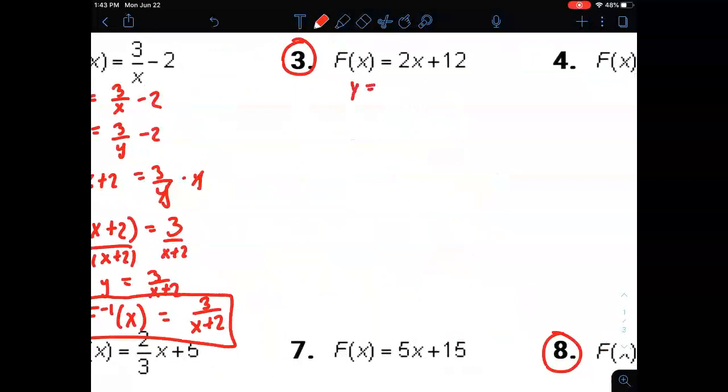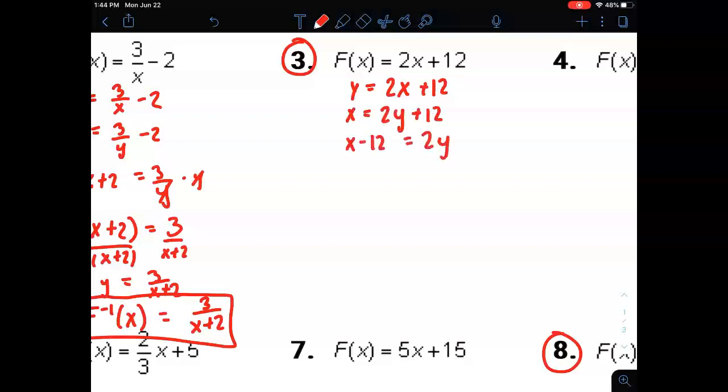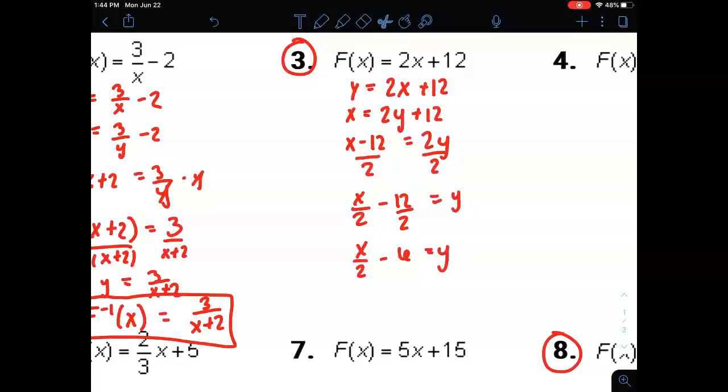All right, and then the last one here on the top, y equals 2x plus 12. All right, flip our x and our y values, x equals 2y plus 12. Subtract 12 from both sides, equals 2y. And then we're going to divide both sides by 2. But again, remember, you got to divide the entire quantity. So if I show you what that looks like, it's divide by 2, divide by 2. So technically I have x over 2 minus 12 over 2 equals y. And the reason I wrote it like that is because we can make 12 over 2 smaller. So this ends up being x over 2 minus 6, because 12 divided by 2 is 6, equals y.